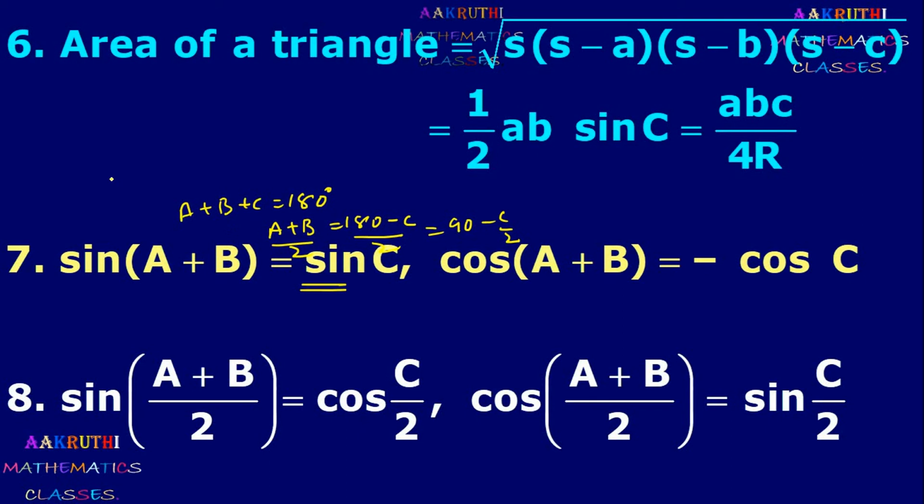This is possible in a triangle ABC. Since A+B+C = 180 degrees, we can write A+B = 180−C, and (A+B)/2 = 90−C/2. Using this relation, sin(A+B) = sin C, cos(A+B) = −cos C, sin((A+B)/2) = cos(C/2), and cos((A+B)/2) = sin(C/2).